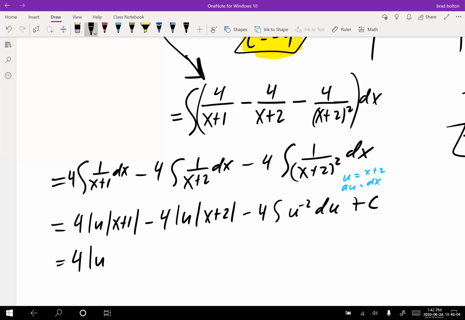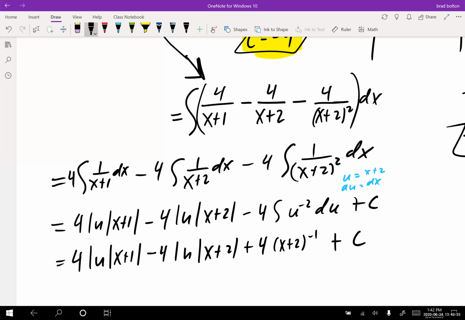So now let's do this. 4 natural log x plus 1 minus 4 natural log absolute value x plus 2. Now this will become plus 4. Now it's u to the -2 plus 1, which becomes u to the -1 over -1. So that's how I got my plus. And this becomes u, but we know what u is. U is x plus 2. So I'm just going to say x plus 2 to the -1 plus c. Okay. So we actually do not end up with another natural log.